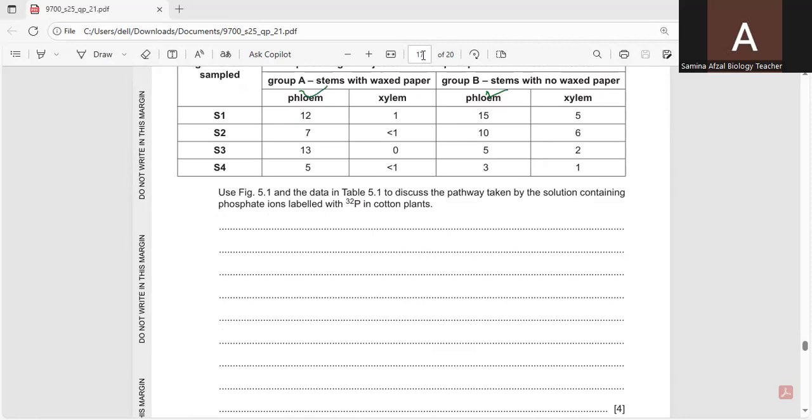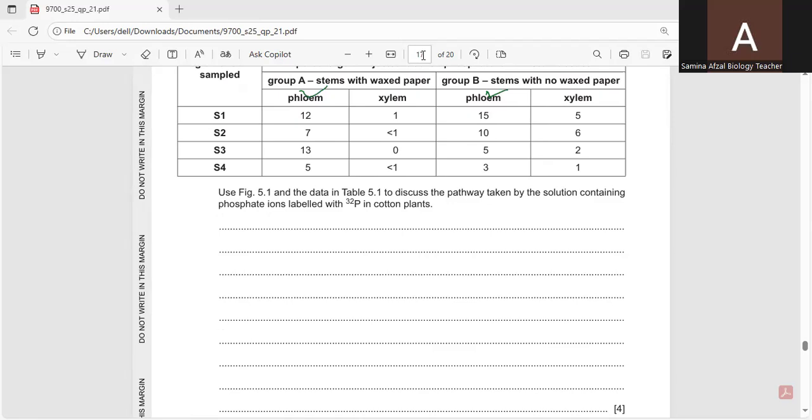In S1, the phloem has 12% in group A and 15% in group B, while in xylem it is only 1%, and without waxed paper it is 5%. This confirms phloem is the main route for transport away from the source leaf. According to this, the concentration in the phloem decreases from S1 to S4, indicating continuous unloading of phosphate into the surrounding tissues of the stem as it moves down.